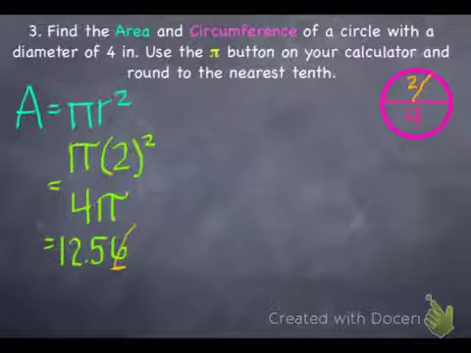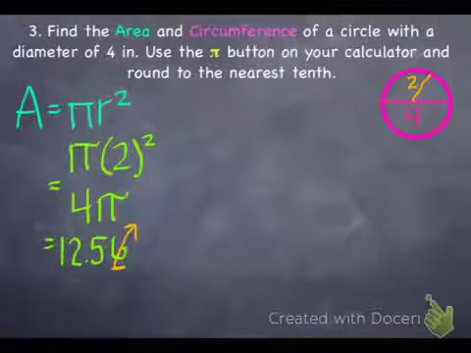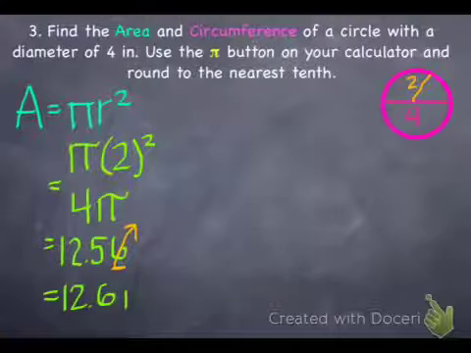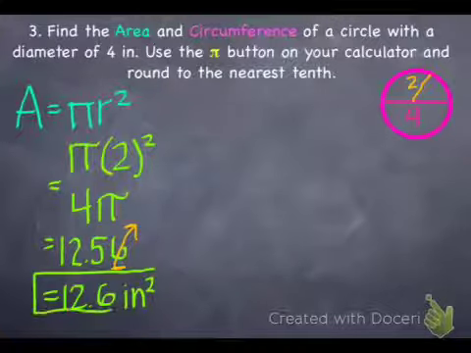So when I do that, I get 12.56 and I want to look at that second number, and because I get a 6, I'm going to actually round up. And I end up getting 12.6. Area is in inches squared.